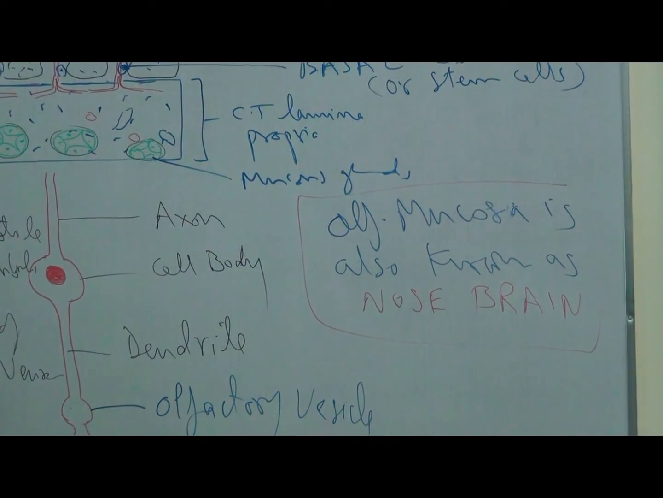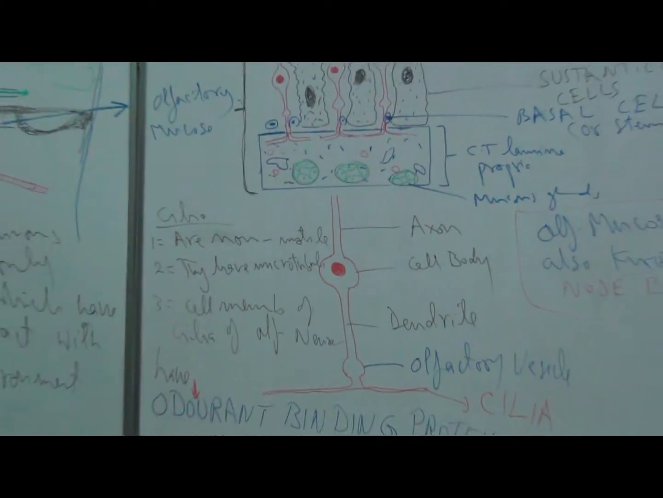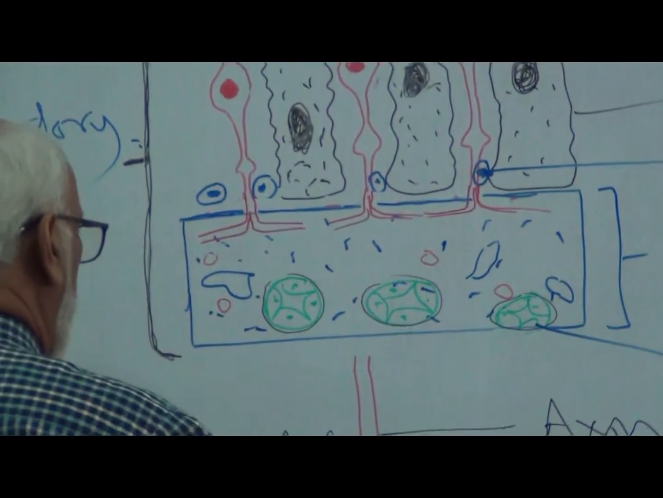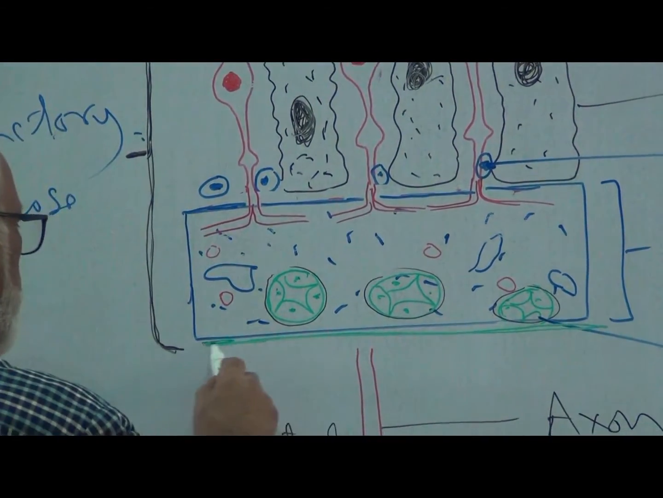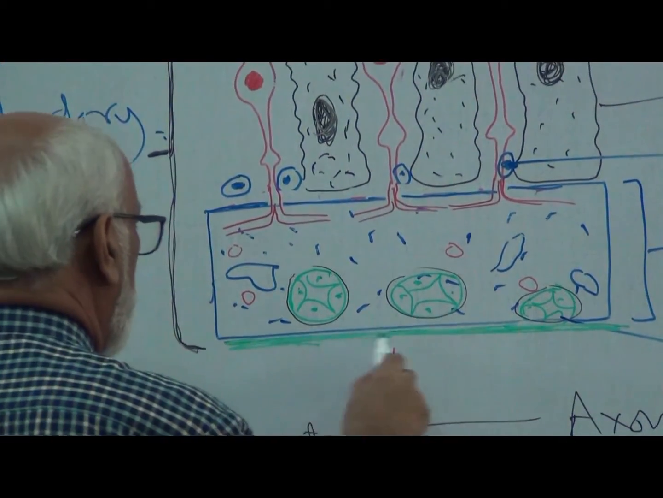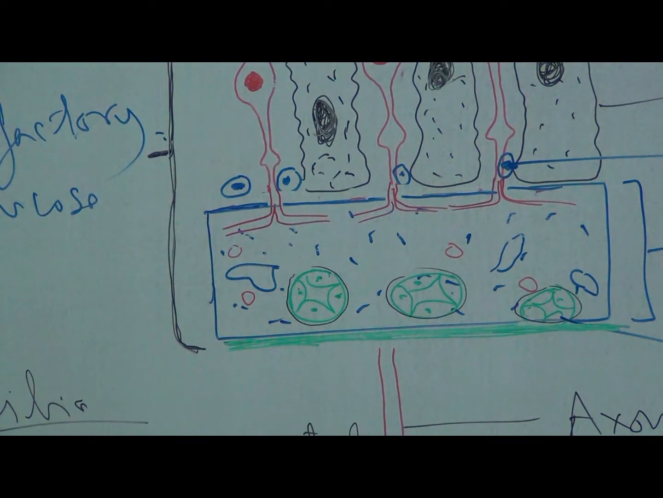Then in the lamina propria there are mucus secreting glands, and this is why the nasal surface of the olfactory mucosa, and of course the rest of the mucosa also, is lubricated by a thin film of mucus fluid.